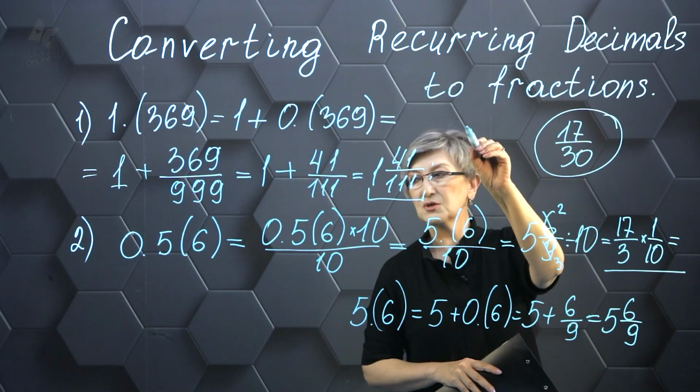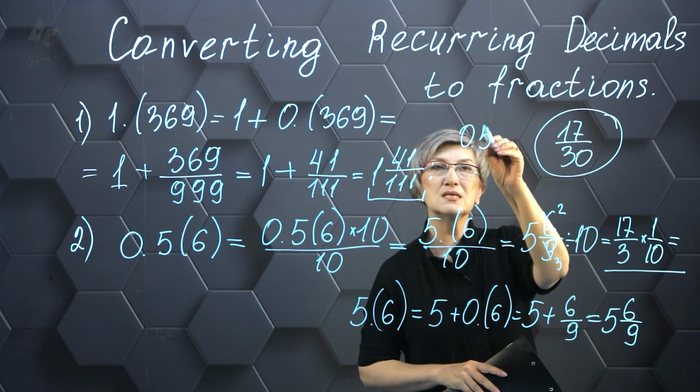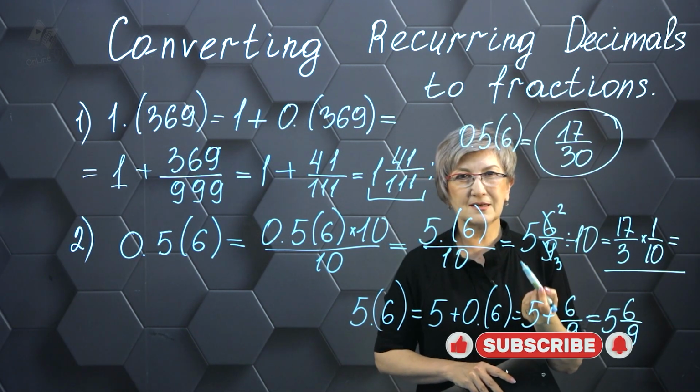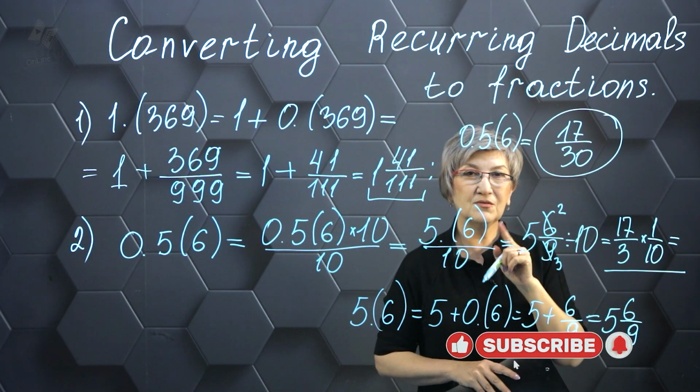Let's write it down: 0.5(6), with 6 hundredths in the period, is 17/30. Pay attention and you'll never make a mistake.